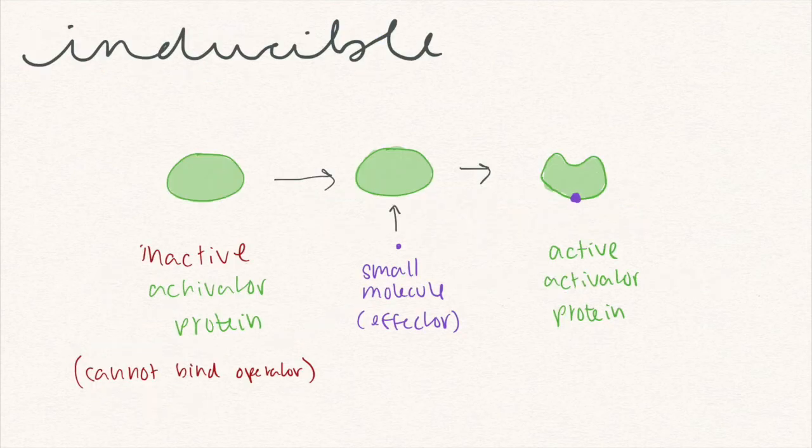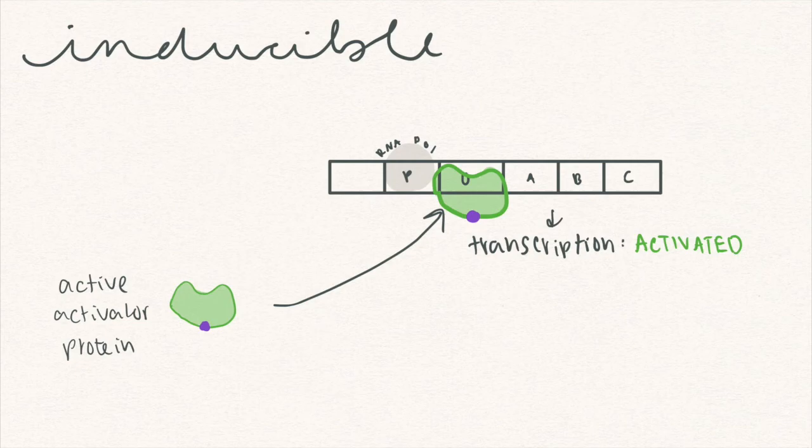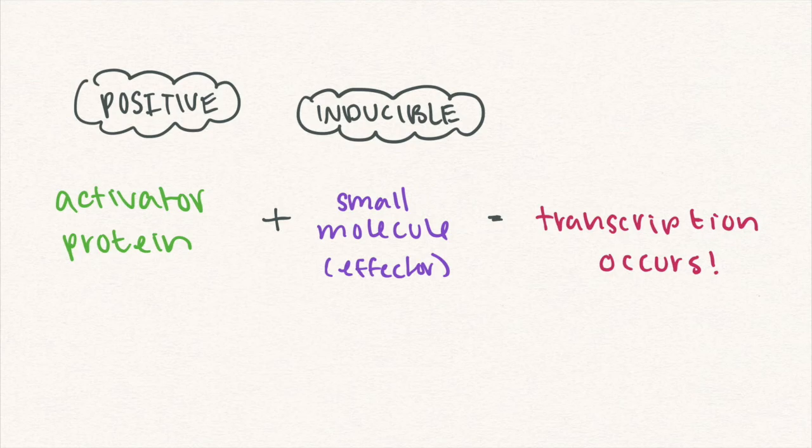The second word, inducible, lets you know what happens to transcription in the presence of a small molecule known as an effector. In the case of inducible control, transcription is turned on in the presence of the small molecule. The small molecule binds to the regulatory protein and activates it so it is able to function properly and bind to the activator binding site. When you put these 2 words together, positive inducible means that transcription is activated when an activator protein is bound to the DNA and it is turned on in the presence of a small molecule.